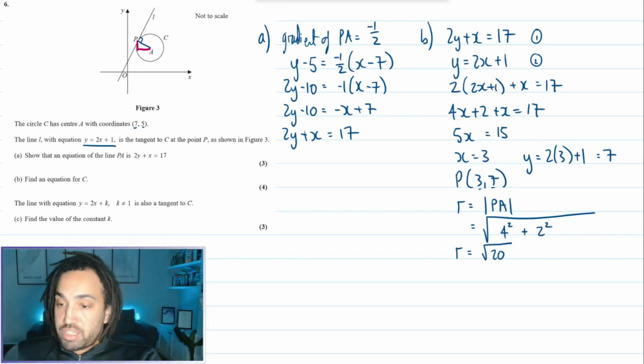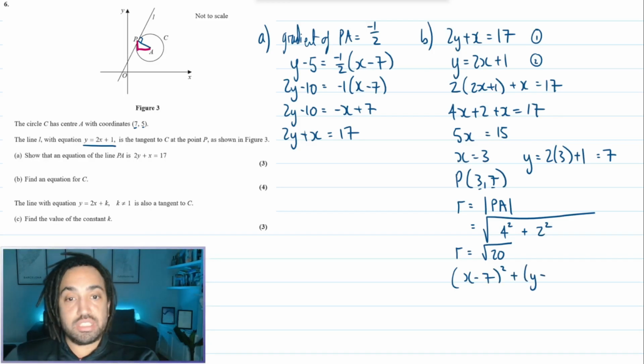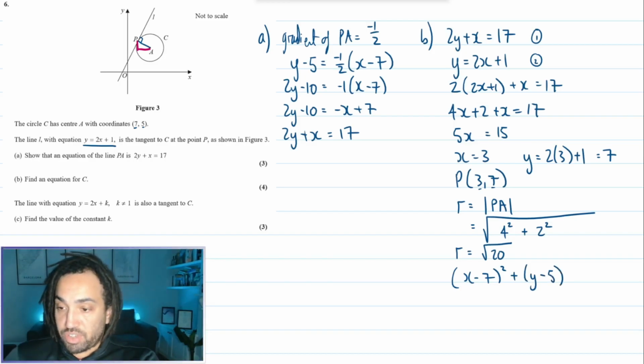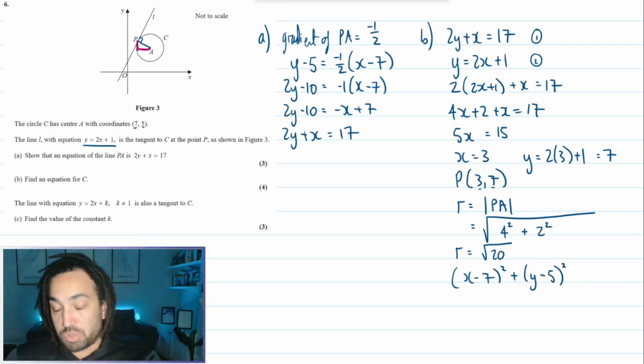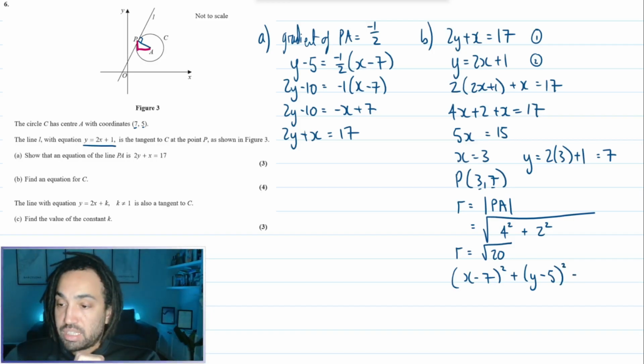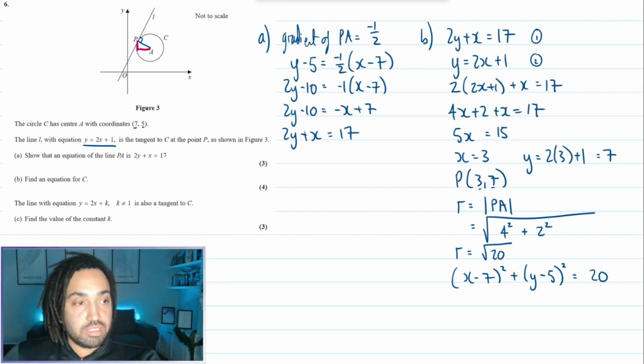Then the equation of the circle is (x minus the centre x coordinate, which is 7) squared, plus (y minus the centre y coordinate, which is 5) squared, as I've written down, is equal to r squared, which is 20. Okay, great.